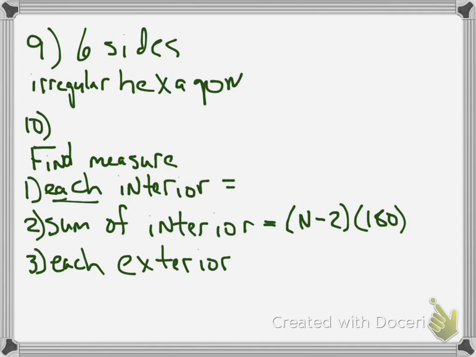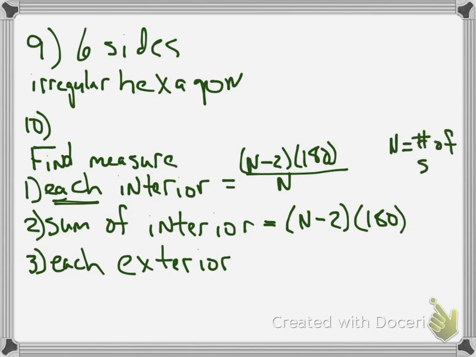For each, when they use the words each interior, it is n minus 2 times 180 divided by n. Keep that in mind. Again, n is the number of sides, so you might want to make note of that. And then each exterior angle is just 360, because all exterior angles always add up to 360 no matter how many sides, divided by the number of sides. That one should be fairly easy.